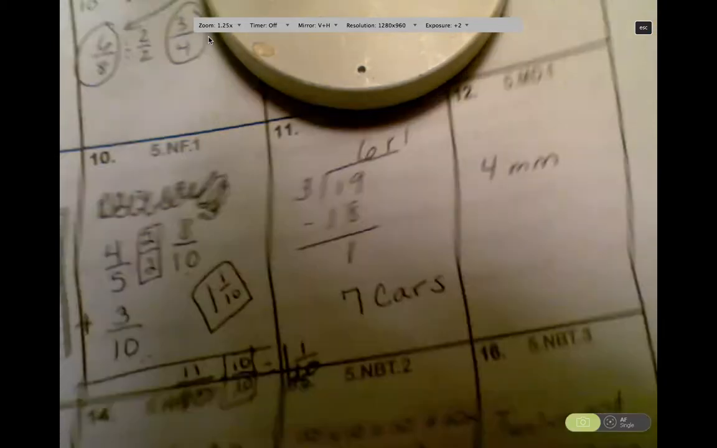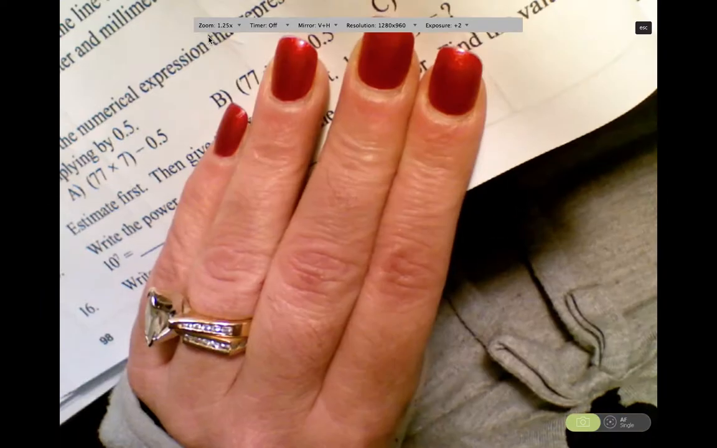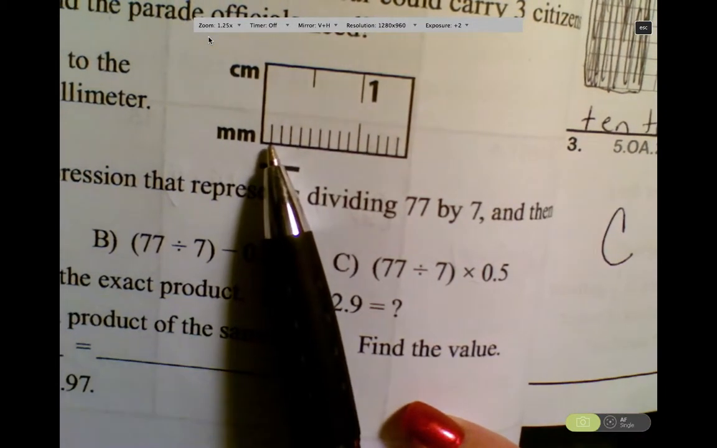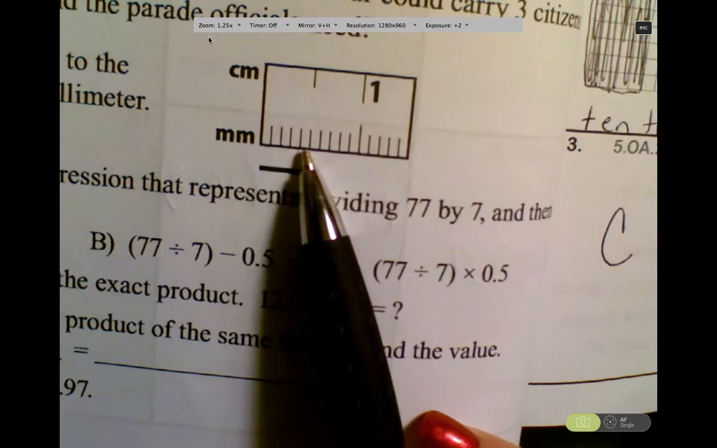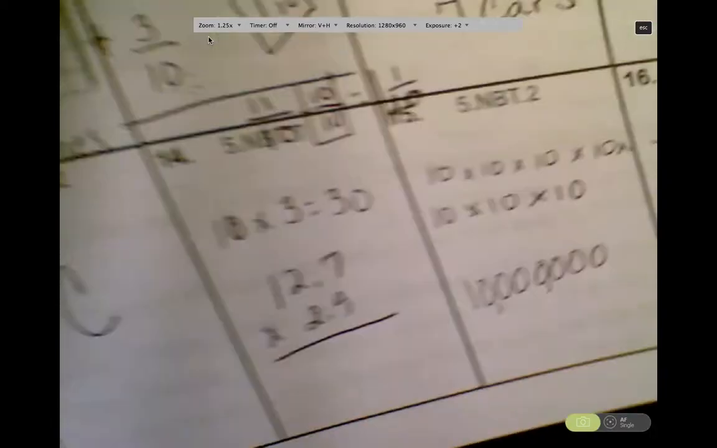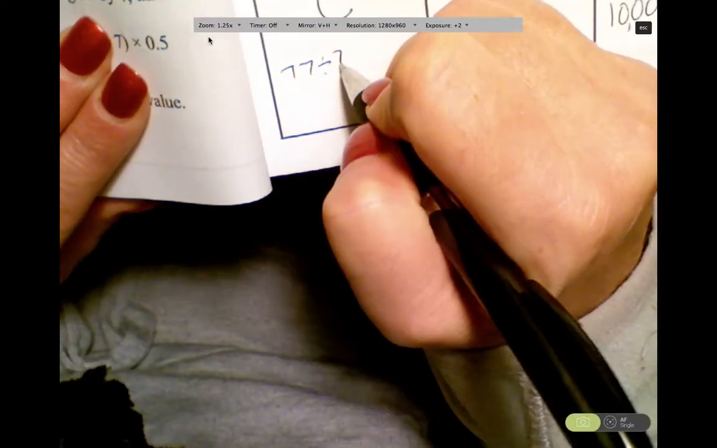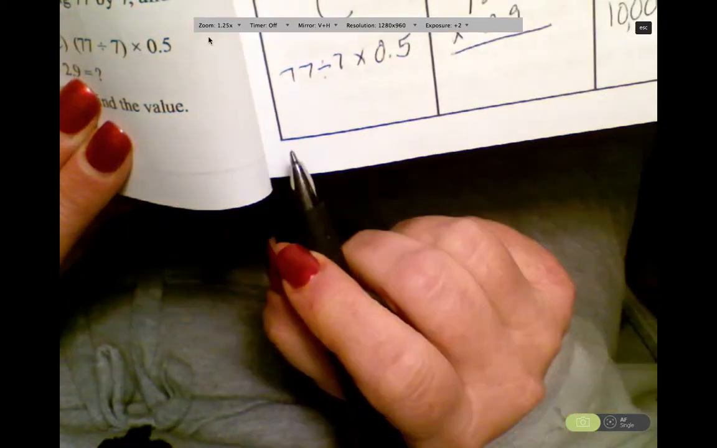Number 4, if I am looking at my ruler here, and they want to know, let me see, that's not working out so well, but they want to know how many millimeters this is, and all I do is count my millimeters, 1, 2, 3, and 4, and that's where it stops. So my answer is 4 millimeters. All right, going down, number 13. It says I need to find an expression that is 77 divided by 7 and then multiply by 5/10. So my answer would need to be C.